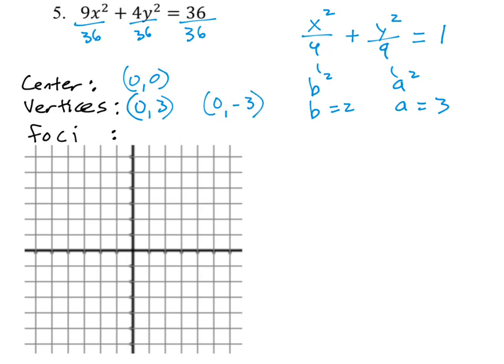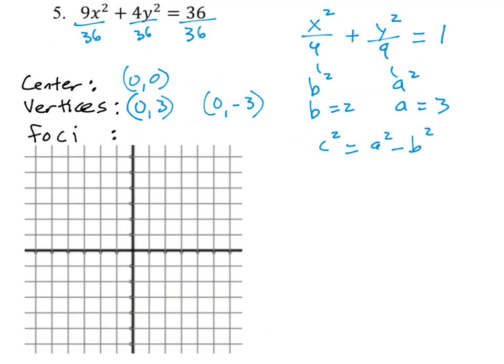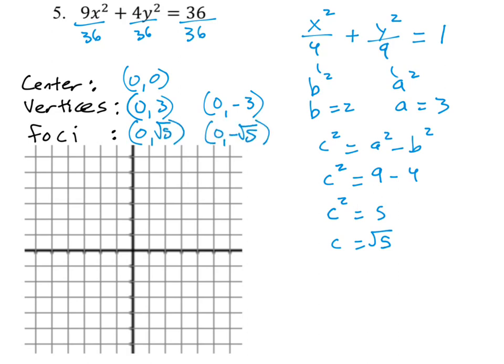The foci, again, c squared is equal to a squared minus b squared. We figured that out here on our previous example. So we're going to plug those numbers in. C squared is 9 minus 4. C squared is 5, which means C is the square root of 5. And so I'm going to take my center and go up square root 5 and go down square root 5, which will yield this answer here.